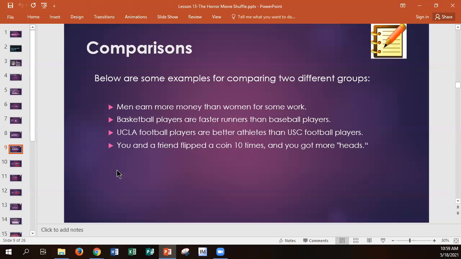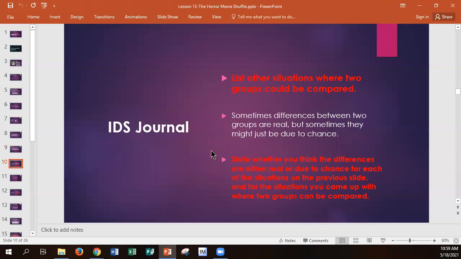So I can literally say, senior grades are worse than junior grades. That's a comparison, senior versus junior, right? I can say the employees at Walmart are meaner than the employees at Target, right? So the idea, what I want you guys to do next is I want you to list other situations where two concepts or two groups could be compared. Okay, but pay attention real quick.